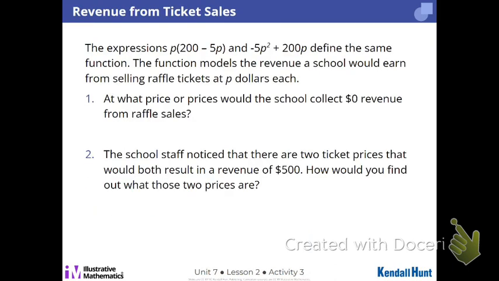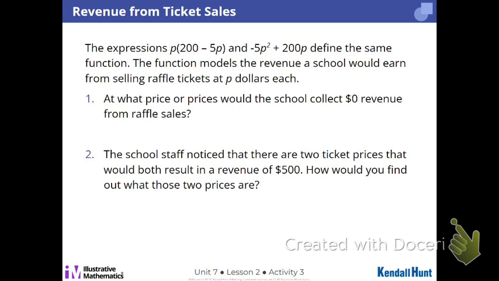Number 1, tell me the prices where we made $0. This isn't new. This could have been on your last quiz. But then number 2, I want you to set up an equation that'll tell us when we make $500. We have done 0 revenue before. We have not done 500 before, but you're going to look to make the connection. No solution needed for number 2.